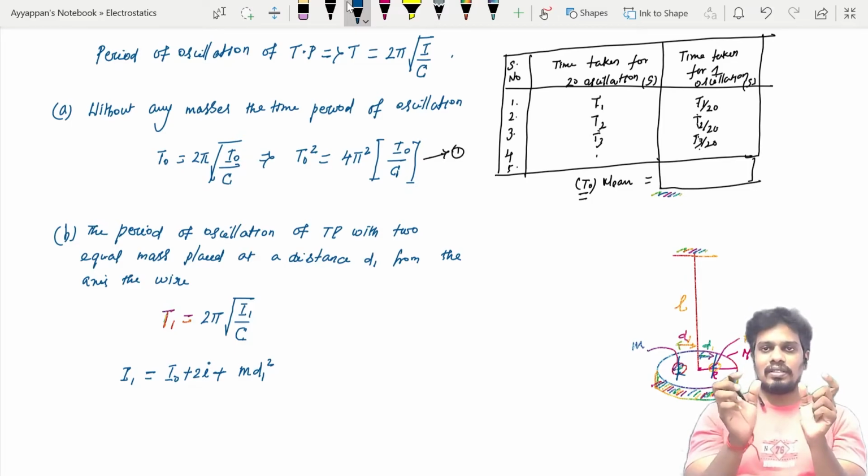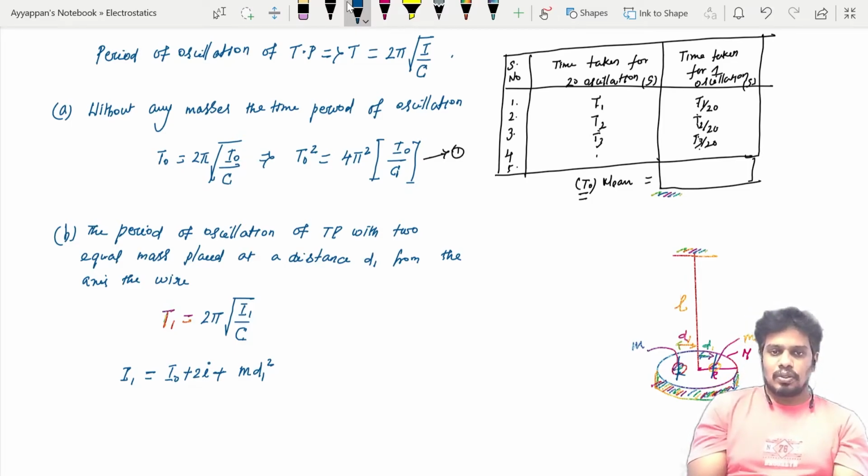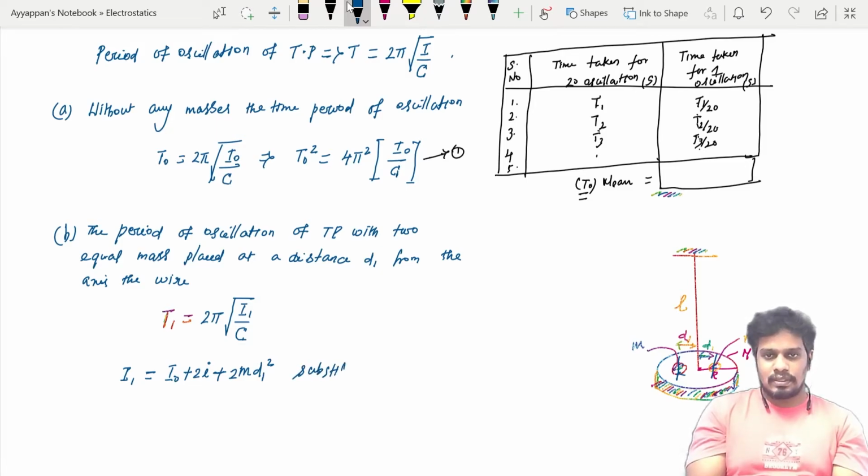This is also d1, the masses are the same, so you have to double it. This is the new moment of inertia of the system. Now we have to substitute this value in T1.